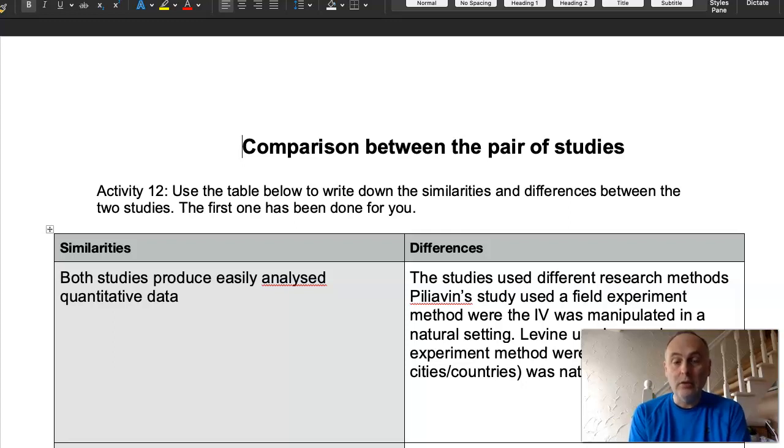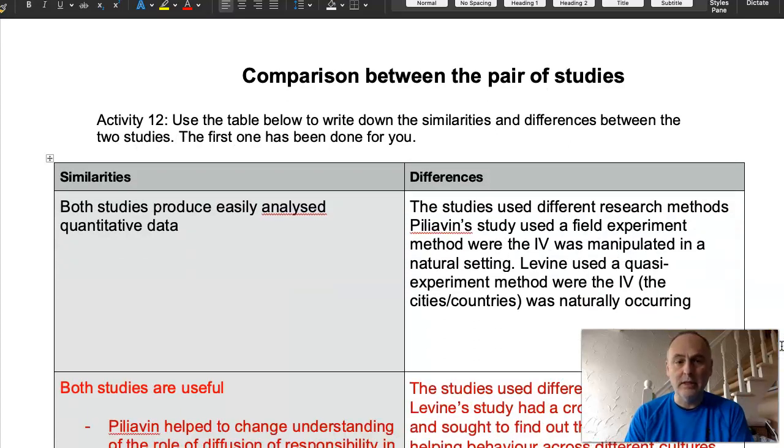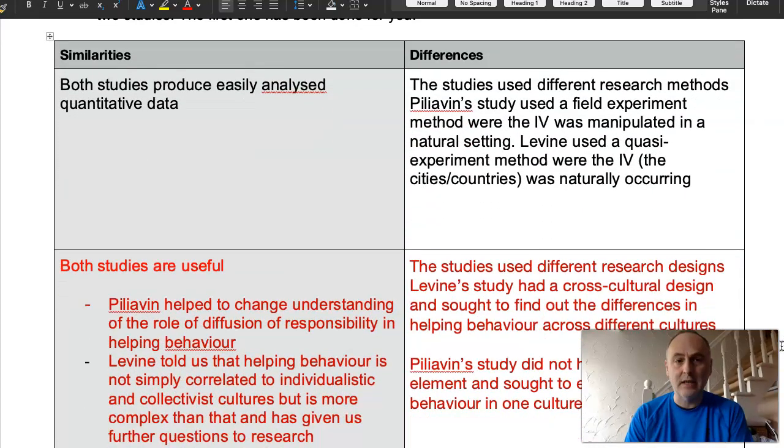Okay, so in your booklet you will find that I have done one of these for you. All we're going to do in this particular screencast is to look through these, make sure we understand how we do them, how we put them together, and also I'm going to give you some more examples of ones that you could use when you're doing your own. So let's have a look at the first one, which, as I say, has been done for you.